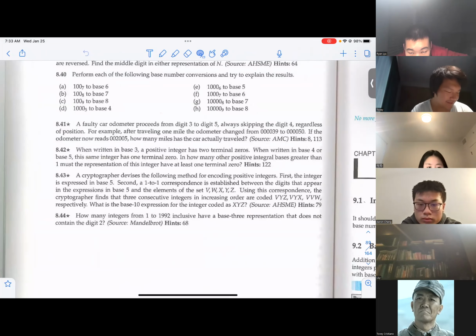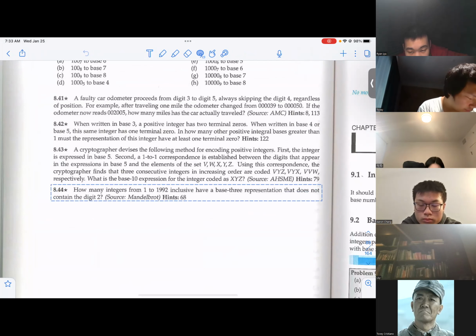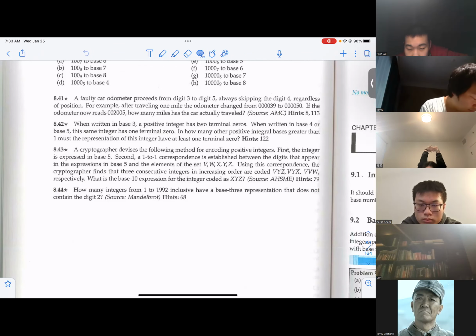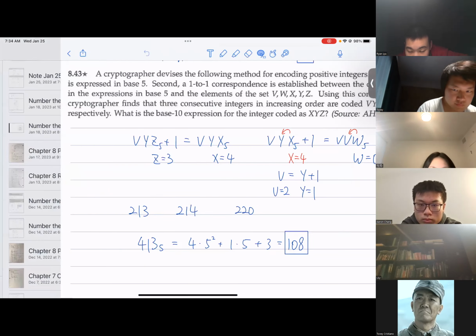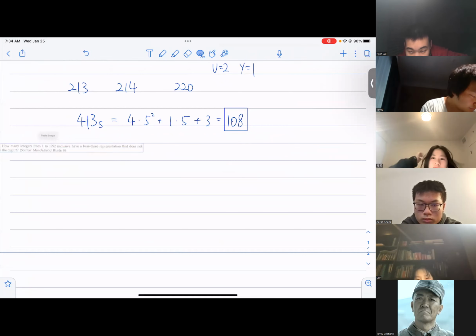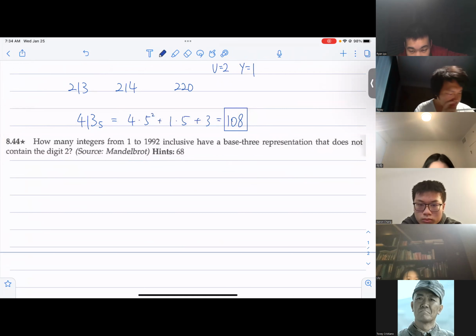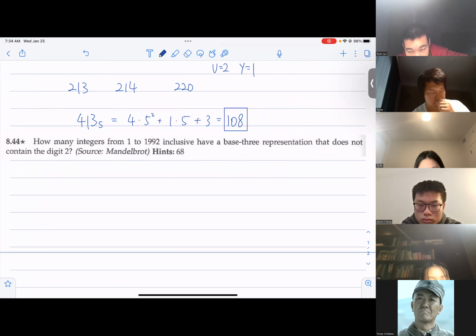Oh, okay, very nice. Now you know how to do it, right? Good. Okay, then let's look at this one. How many integers from 1 to 1992 inclusive have a base 3 representation that does not contain a digit 2?